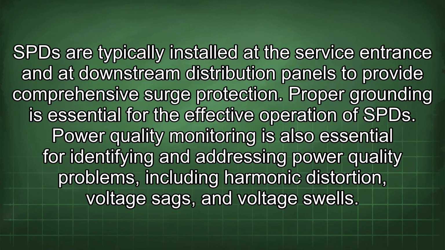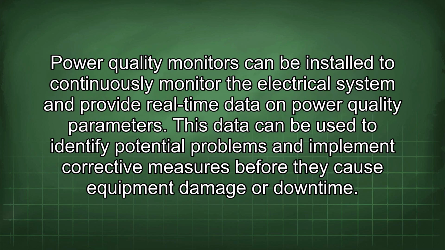Power quality monitoring is also essential for identifying and addressing power quality problems, including harmonic distortion, voltage sags, and voltage swells. Power quality monitors can be installed to continuously monitor the electrical system and provide real-time data on power quality parameters. This data can be used to identify potential problems and implement corrective measures before they cause equipment damage or downtime.